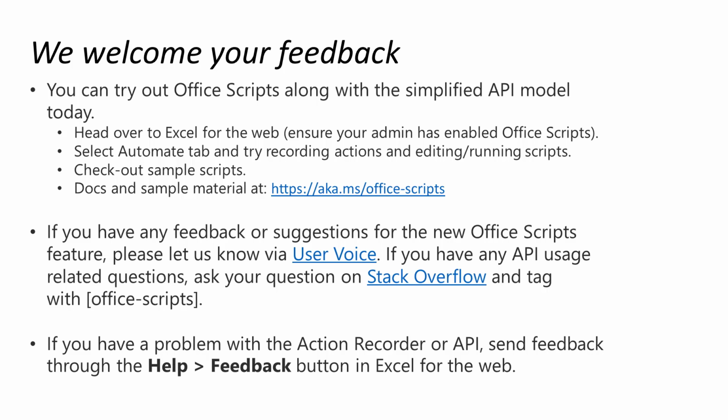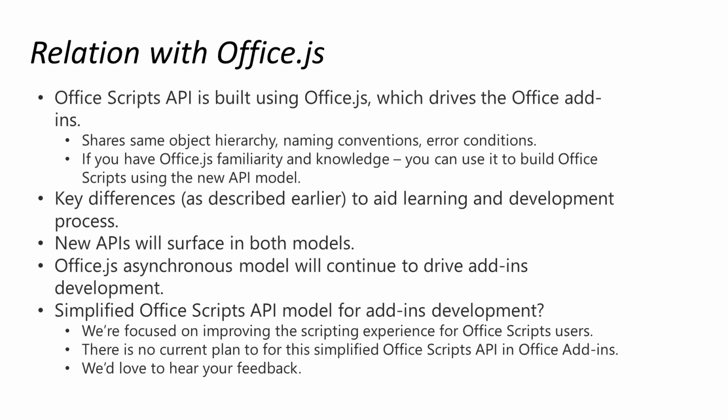The last thing I want to mention is to talk about some of the questions that you may have in your mind, which is: what is the relation of the API model that I showcased with respect to Office.js, which is the primary API surface that drives our Office add-ins? What I want to say is that Office.js and Office Scripts have a lot of things in common. They share essentially the same object hierarchy, naming conventions, and error scenarios and error conditions. They're all basically the same.